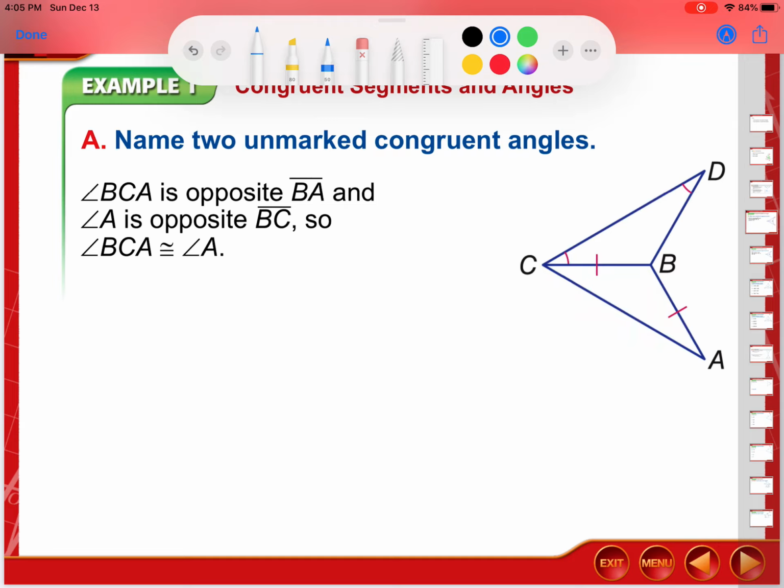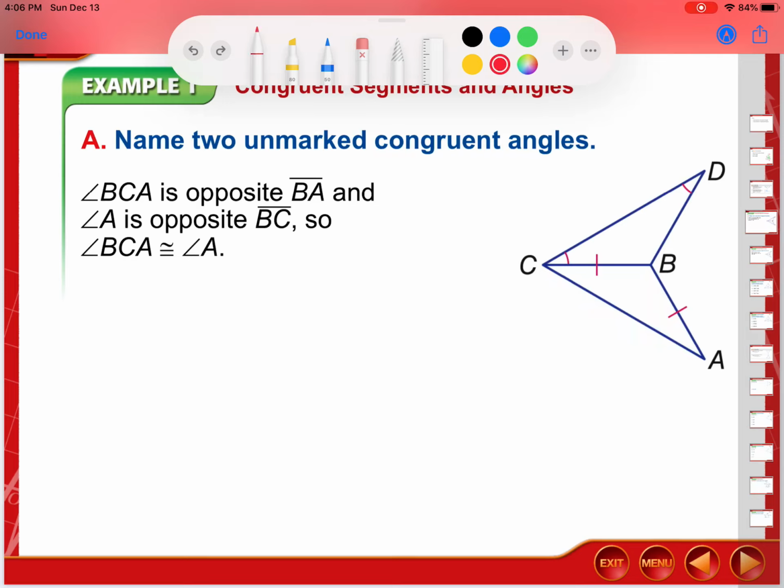Continuing on, we'll see a lot of problems like this. A lot of problems like this. So they tell us, name two unmarked congruent angles. If I look at this, I can say, oh, well, angle D and angle C are congruent. Those are already marked. So we have to find two more angles that are congruent to each other that are not already marked. And of course, we have to have justification for this. It's not asking for justification, but we would have to have that justification.